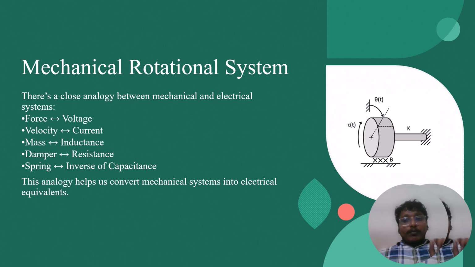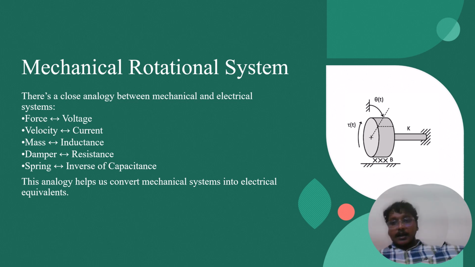Most importantly, we need to understand the mathematical modeling of the equation. In the mechanical rotational system, you can see the close analogy between the mechanical and electrical systems. Whenever electrical and mechanical systems are there, you automatically have multiple equation formats. That means force, velocity, mass, damper and spring. All these things will be included when we consider the mechanical rotational system.